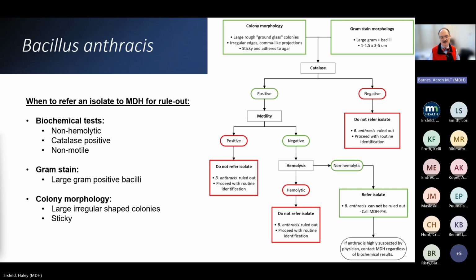Okay, so here's what our flowchart looks like for BA. Just as a reminder, because I've had to remind people of this a few times in the last year or two, all of these flowcharts, you have to start at the top. You can't just start in the middle. So we start at the top and look at morphology and gram stain. So if you have something like what I talked about for either ground glass or comma-like projections or very sticky, it doesn't have to be all of those.